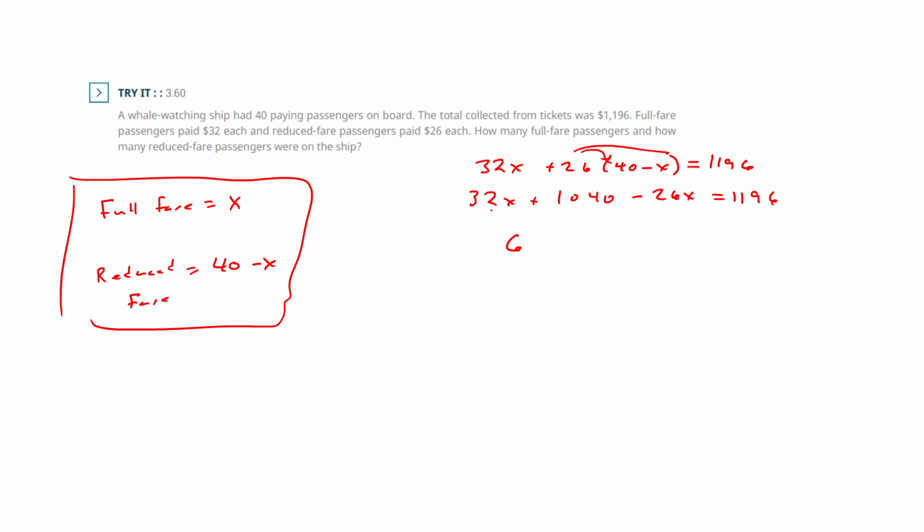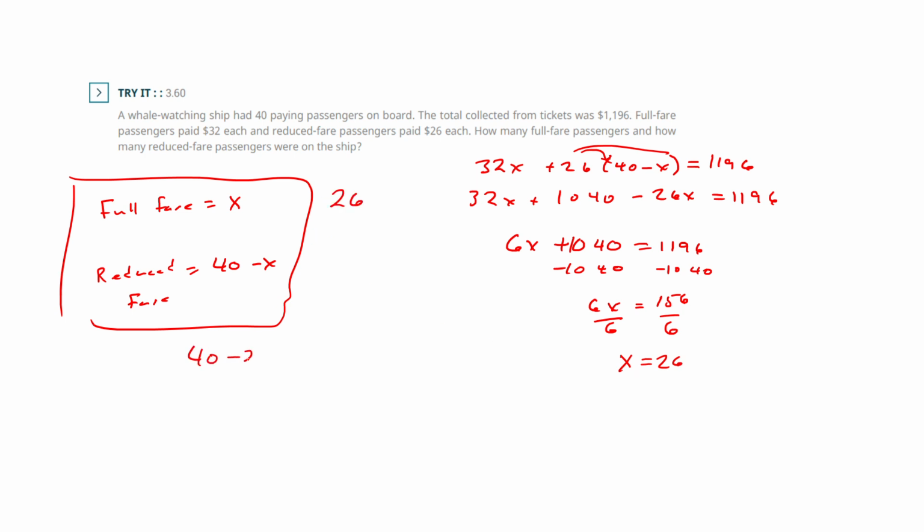So I'm combining my like terms. 32x, take away 26, I'd have 6 left over. So I want the x alone, so I'm getting rid of the number. Get 156. Now divide away the 6 to get x alone. So x turns out to be 26.